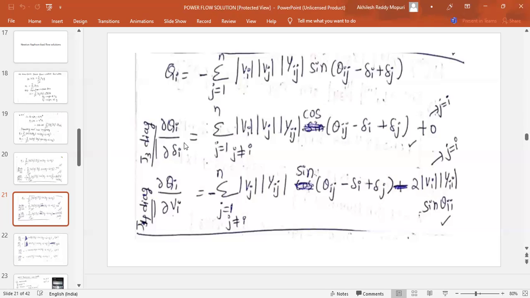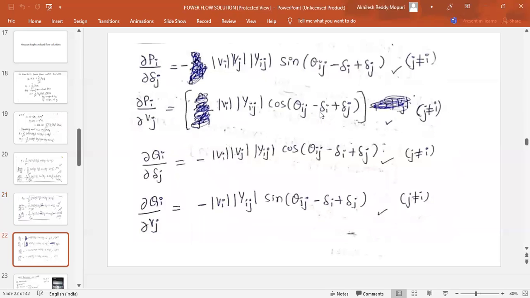When we are differentiating with respect to del I, since del I is in the sin, we will be bothered about this sin term. When we are differentiating with respect to Vi, since Vi is in the magnitude, the sin term will remain as it is. Now we have differentiated with respect to Vi.